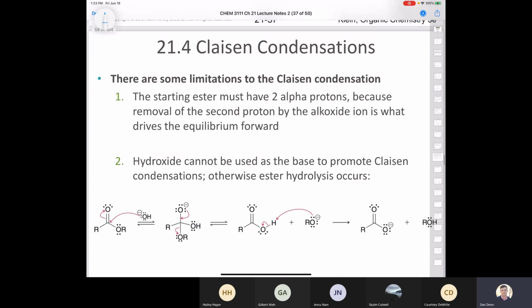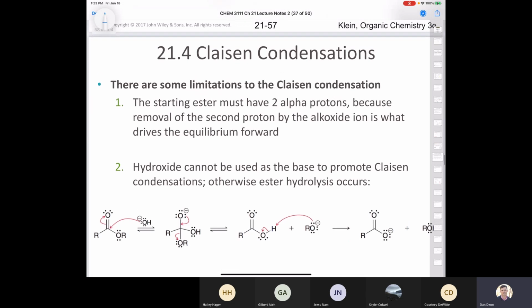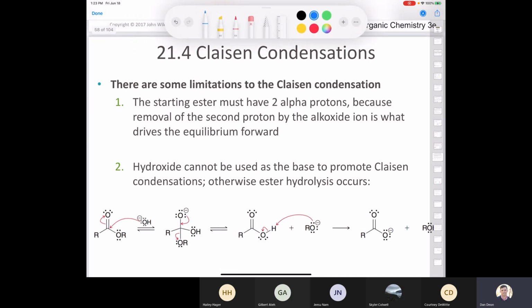Well, there are some limitations to the Claisen condensation, right? What's organic chemistry? Well, it's many things. One of the things it is, is learning the rules and then learning the exceptions to those rules. So limitations to the Claisen condensation.